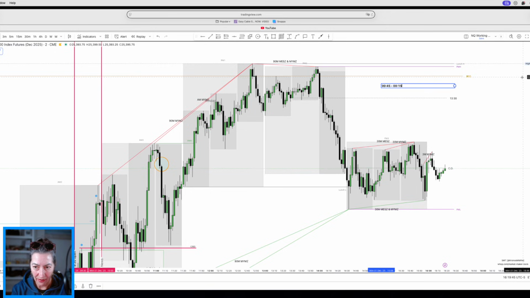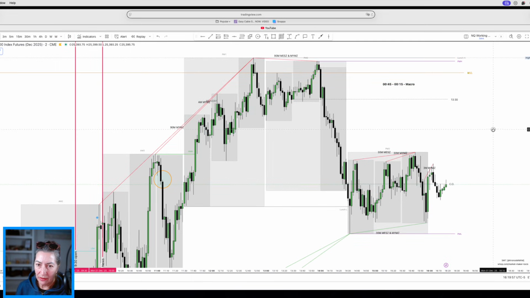And so that is every hour. That's my window. That's the macro that runs. And so I must see the reversal inside that macro window for a trade to be valid for me. So I was watching this afternoon.